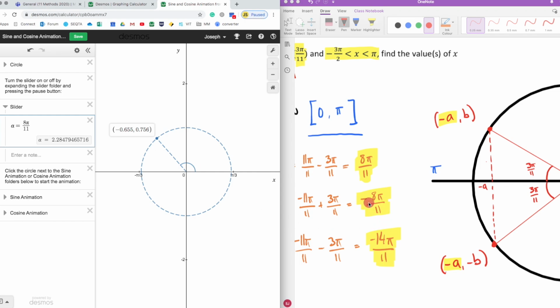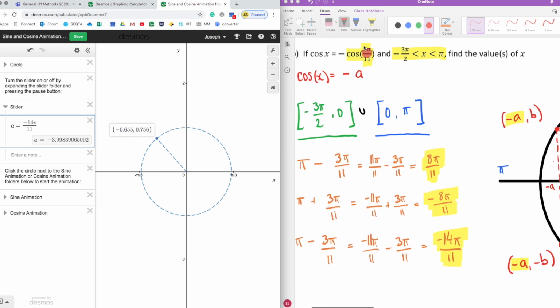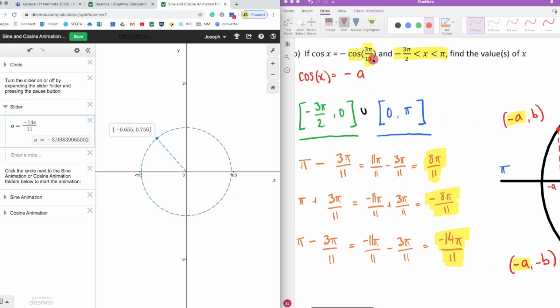Now, what if we put in negative 8 pi on 11? So I come over here, I put in a negative, I come here, look at that, negative 0.655. What about negative 14 pi on 11? I come over here, I type in 14, it's going to take me over here, negative 0.655. So these are the three values which are going to give me my negative cos of 3 pi on 11 and also fall within my domain.